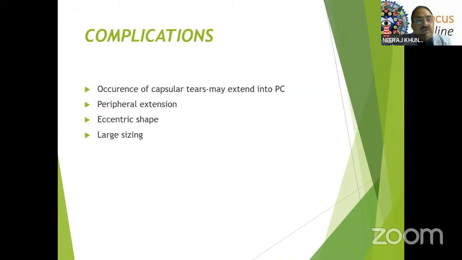What are the complications of a faulty capsulorhexis? There can be occurrence of a capsular tear, which may extend into the posterior capsule. There can be peripheral extension. There can be eccentric shape. The sizing can be large or small.